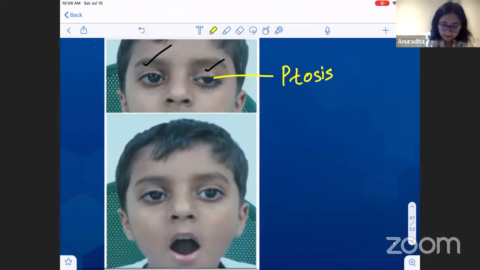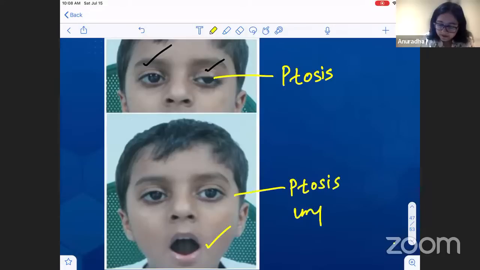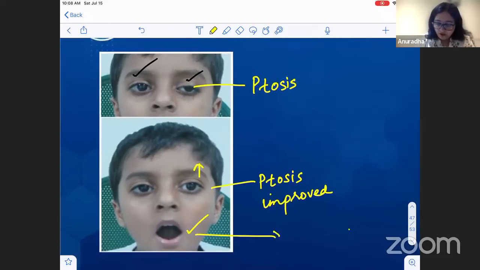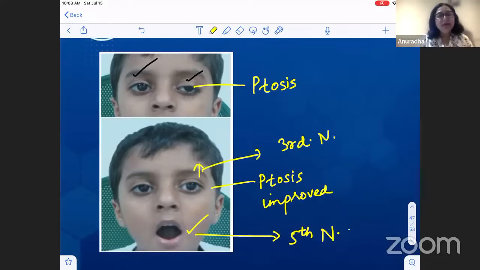Now what is happening? The child opened the mouth and the ptosis improved, meaning when the child opened the mouth, the lid elevated. The jaw movement is guided by the fifth nerve, the pterygoid muscles are moving. The lid movement is by the third nerve, the levator palpebrae superioris. So when the jaw muscles are moving, the LPS is also acting.